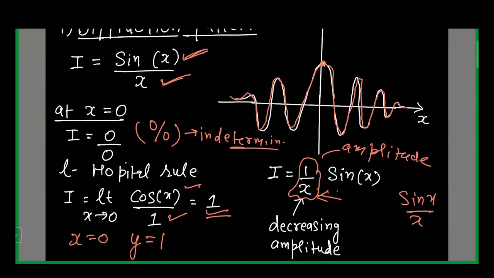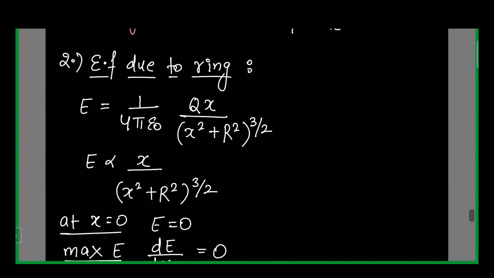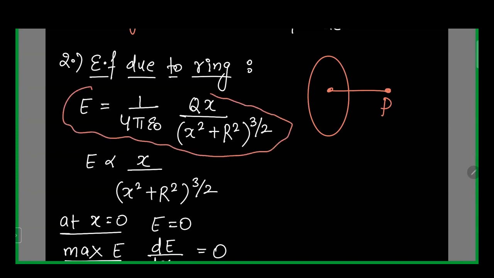Okay. Next, second, electric field due to a ring. Whenever we have a charged ring, and I ask you to find the electric field at point P on the axis, we will be doing this in class also, in the electromagnetism class. The electric field which you will get is 1 by 4 pi epsilon naught, qx divided by x square plus r square. So what is x? X is a distance, and what is r? R is the radius of the ring.